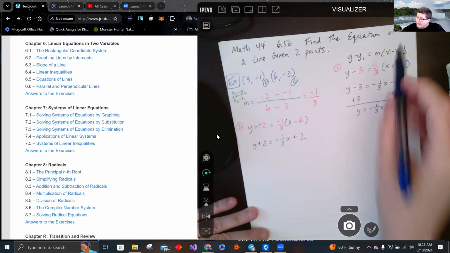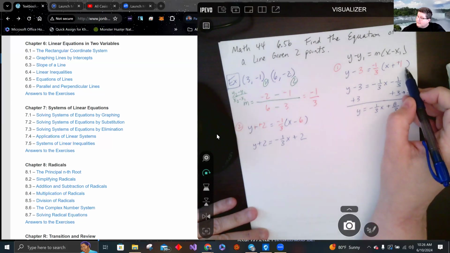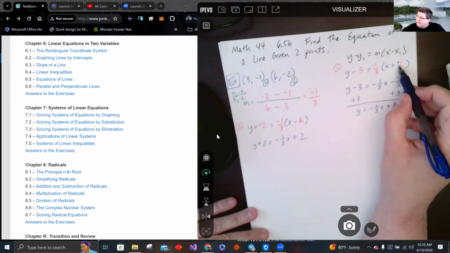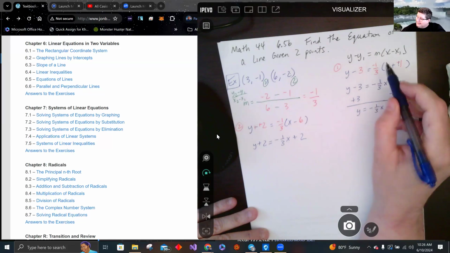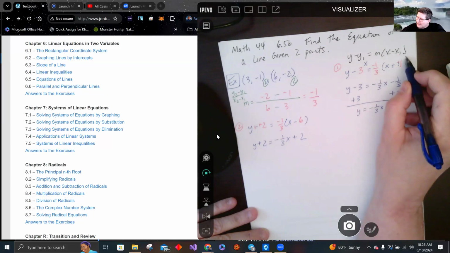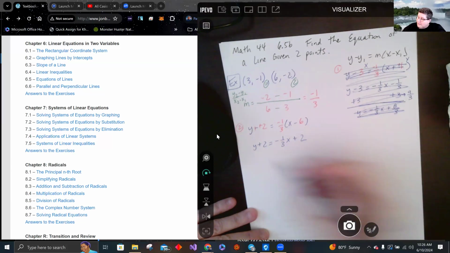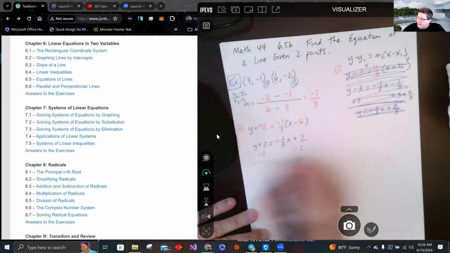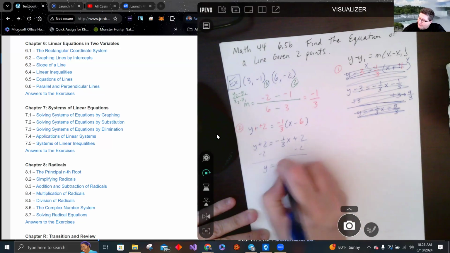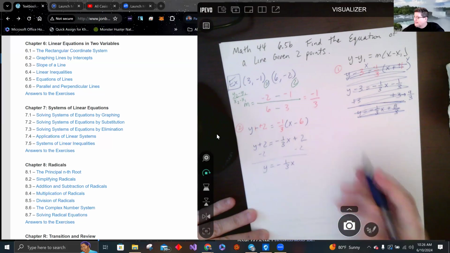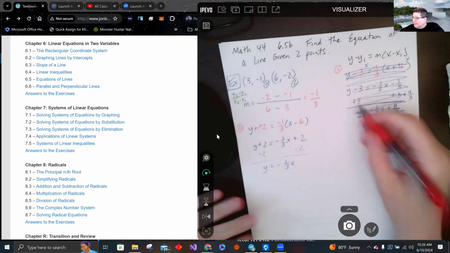Did I make a mistake? I did. I put the wrong ones in over here. That was x and this was y. I screwed that up. I'll redo number 1. We subtract the 2 and we get y equals -1/3 x. Let's redo number 1.